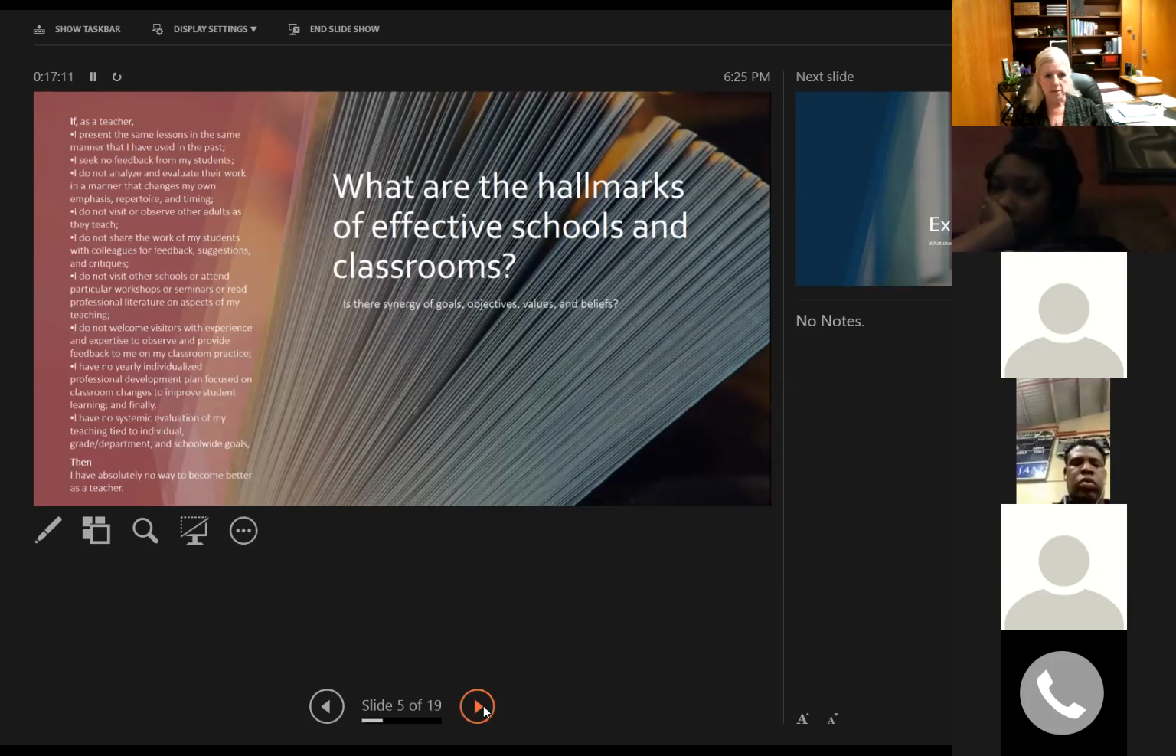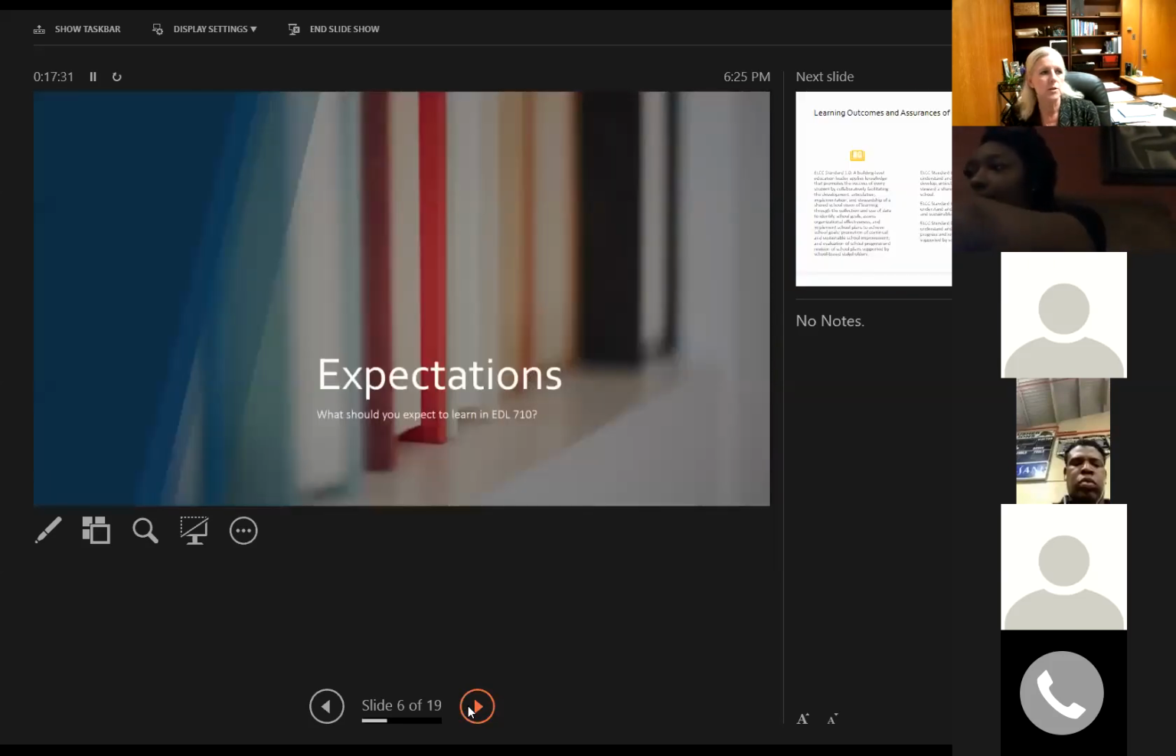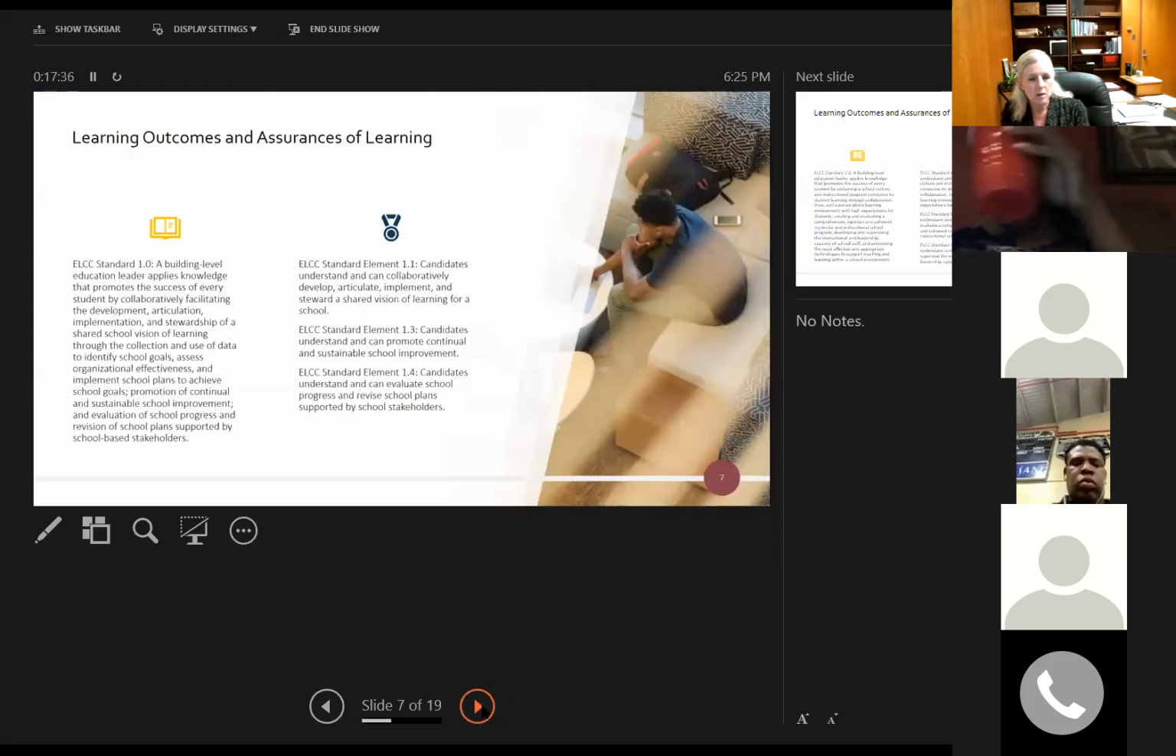So we're going to delve into what that looks like in practice, as well as why it's important, and how each one of these bullet points can guide us to ensuring the best possible student outcomes. Let's talk for a second about expectations. What is it that you should hope to learn in this class? We're going to talk about learning outcomes and assurances of learning. Here are some examples of standards that you'll be covering and hopefully mastering.